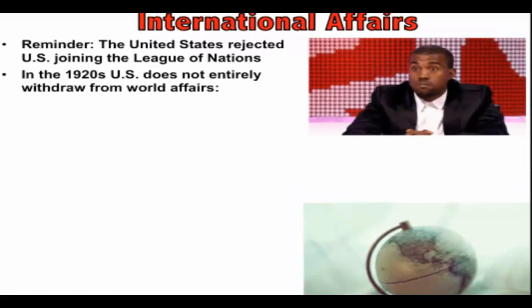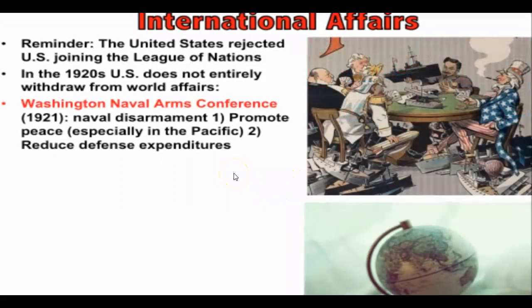Where do we stand? Well, remember that at the end of World War I, the United States rejected the League of Nations. We did not join the League of Nations. We did not accept that part of the peace treaty that ended World War I. But during the 1920s, the United States doesn't entirely withdraw from world affairs. For example, we became part of and we led the Washington Naval Arms Conference.